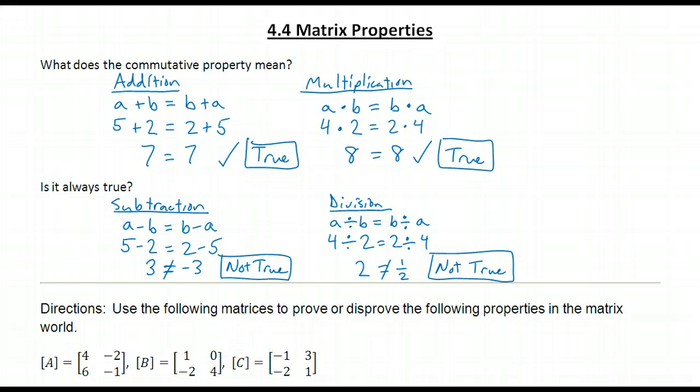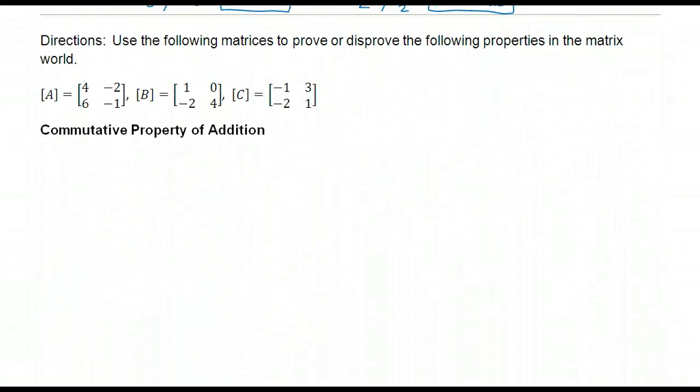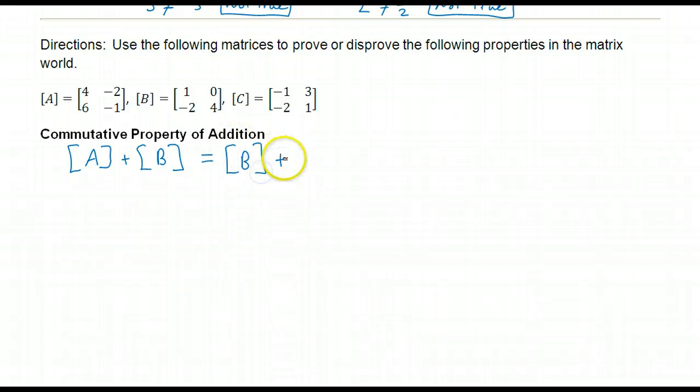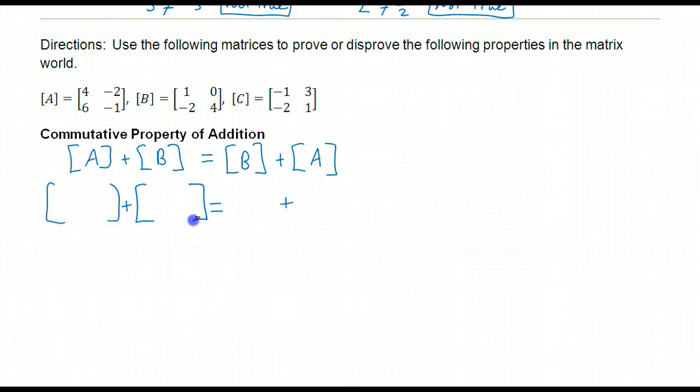Let's try the commutative property in the matrix world. If I want to show that the commutative property of addition works in the matrix world, I need to take matrix A plus matrix B and show that it's the same as matrix B plus matrix A. So let's try an example using matrix A and matrix B. I'm going to keep my equal sign, I'm going to keep my plus signs, and I'm going to plug in matrix A and matrix B.